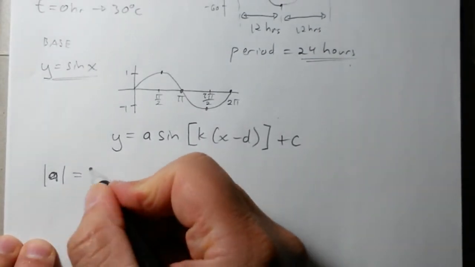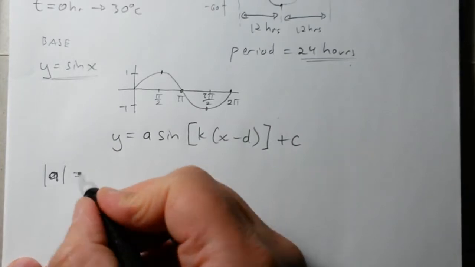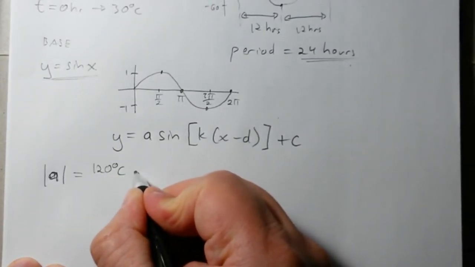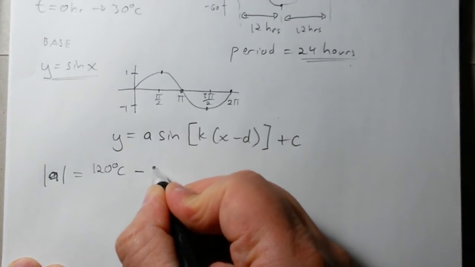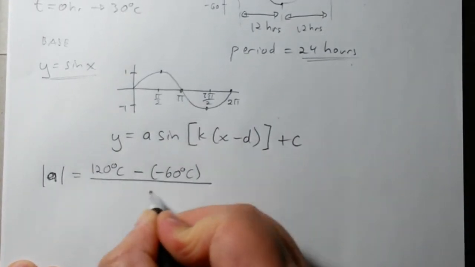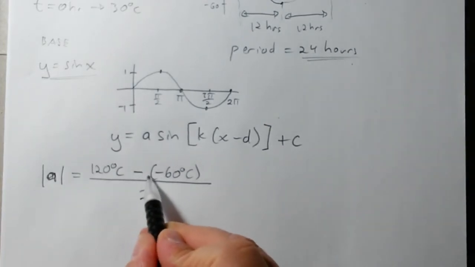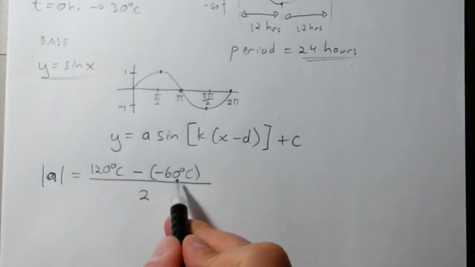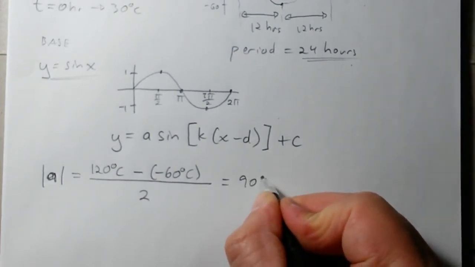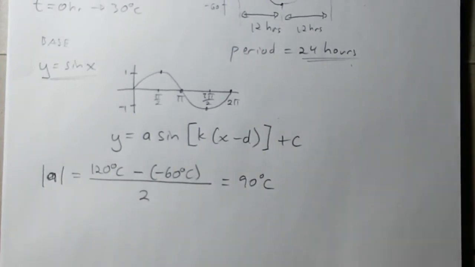So what's our maximum value? Our maximum value is 120 Celsius minus the minimum value, which happens to be minus 60 Celsius, divided by 2. So this becomes a plus: 120 plus 60 is 180, divided by 2 gives us 90 Celsius, or 90 degrees. So that's our amplitude.